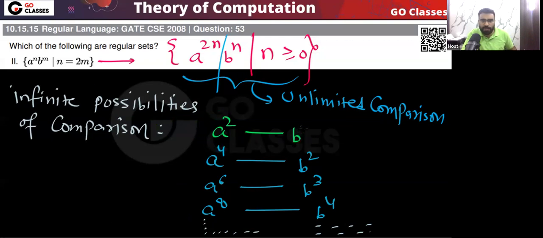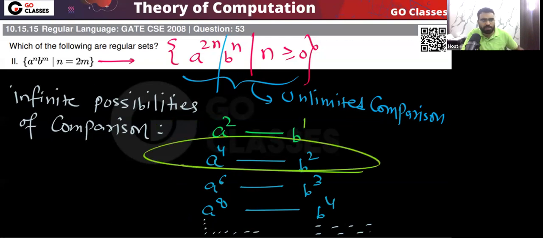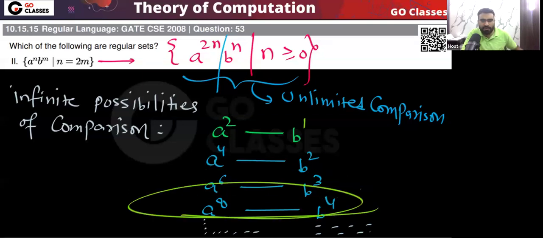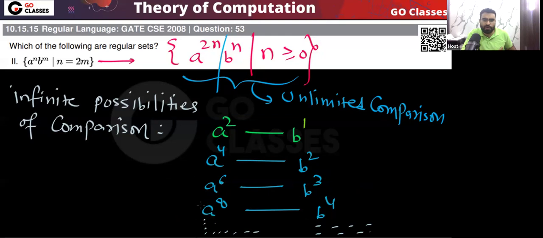2, then you must have b power 1. If you have a power 4, then you must have b power 2. If you have a power 6, you must have b power 3. If you have a power 8, you must have b power 4, and so on. If you have a power 100, then b power 50. If a power 1 crore, then b power 50 lakhs. Yes or no? Something like that.